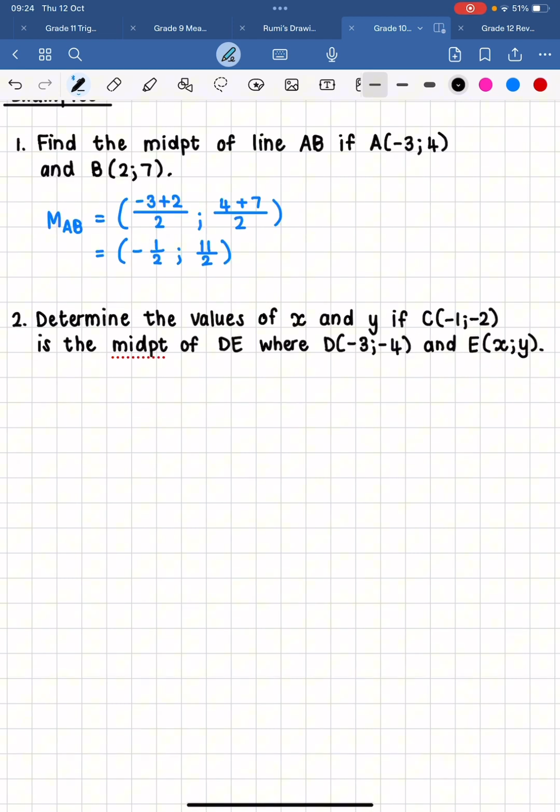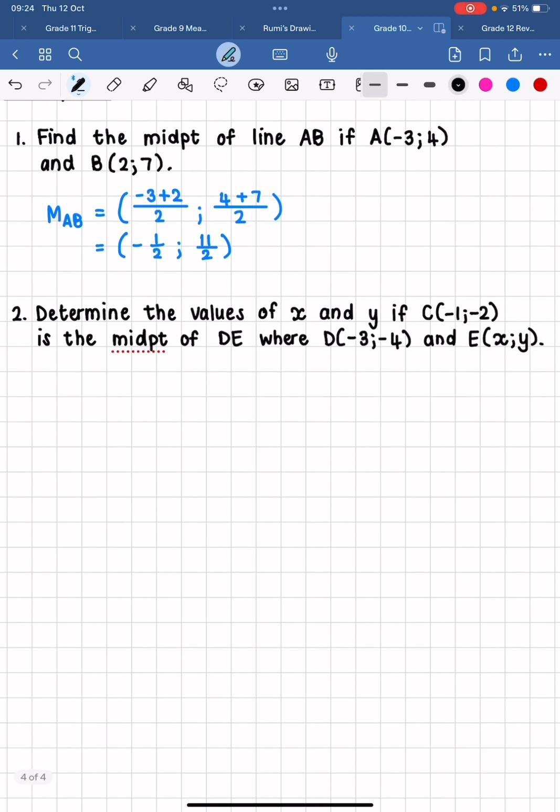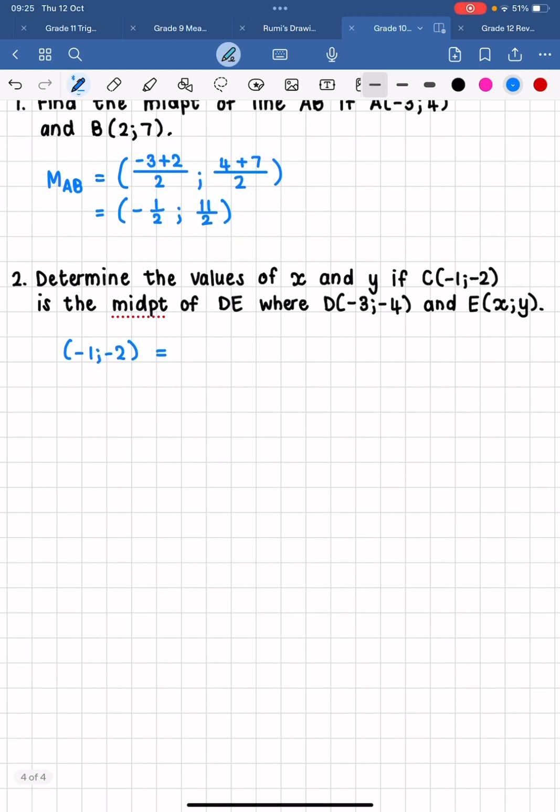All right, so guys, they've given us one of the 2 points of this line, and they're giving us the midpoint, right? They're basically asking us to calculate the coordinates of point E. Now, what we're going to do is use the midpoint formula again, but what we're going to say here is that C, which is (-1, -2), is the midpoint. And how would we calculate the midpoint of DE? By using the formula, right?